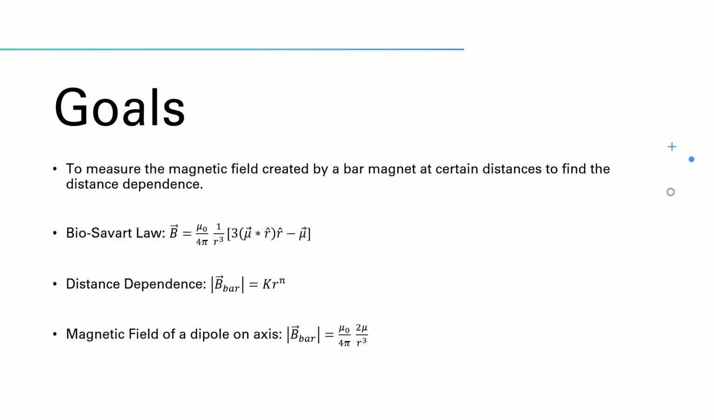The three main principles that we used were the Biot-Savart law, which states that the magnetic field is equal to mu naught over 4 pi times 1 over the magnitude of r cubed times 3 times the cross product of mu and r hat times r hat minus mu. We also use the distance dependence law, which states that the magnitude of the magnetic field of a bar magnet is equal to some constant k times r to the n. And lastly, we use that the magnetic field of a dipole on the axis is equal to mu naught over 4 pi times 2 mu over r cubed.